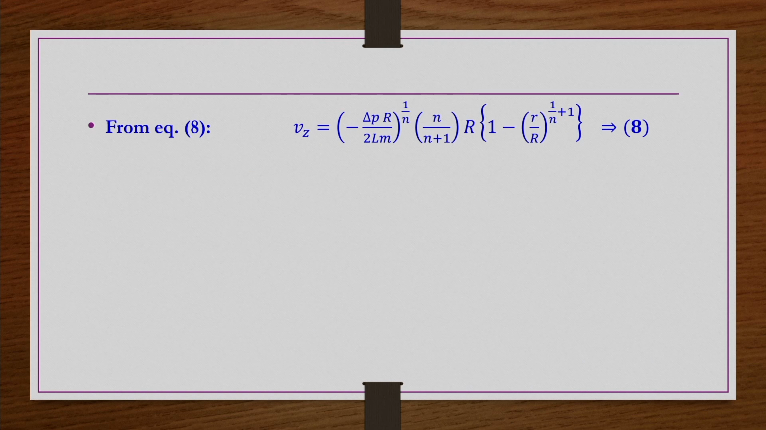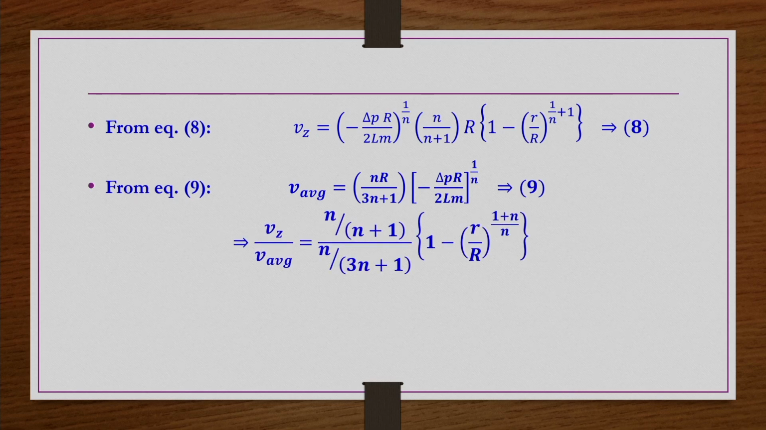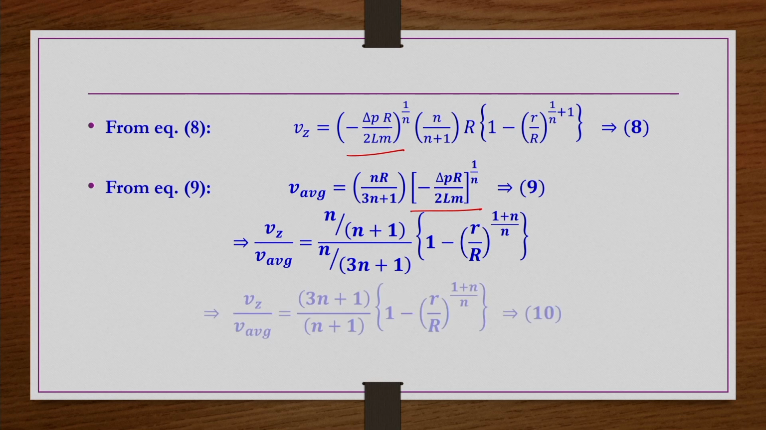Rewriting equation number 8, the velocity distribution in terms of minus delta P by L and r, and then V average, which we just got, when you do Vz by V average, these terms are the same. Then, remaining terms if you rearrange, Vz by V average is nothing but (3n plus 1) by (n plus 1) multiplied by 1 minus (r by R) whole power (n plus 1) by n. This expression we are going to use now. Anyway, that is the average velocity.